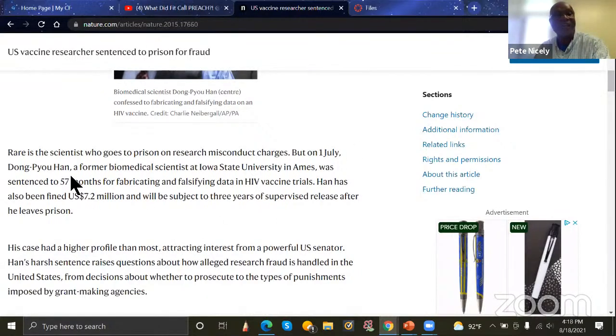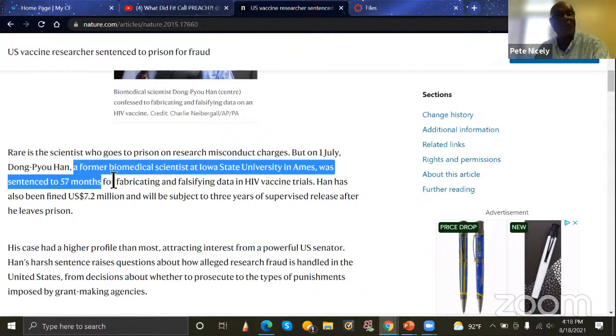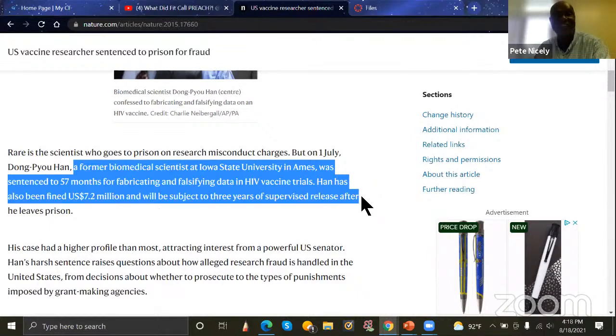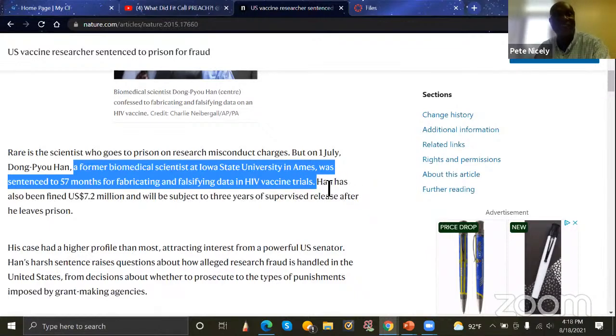And as you can see here, let me just highlight this part here. He's a former biomedical scientist at Iowa State University, and he was sentenced to 57 months for fabricating and falsifying data in HIV vaccine trials, right? And it goes on further to say that he was fined US $7.2 million and will be subjected to 3 years of supervised release after he leaves prison, all right?